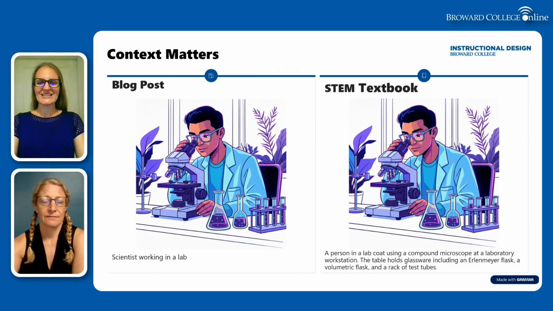Remember, context is everything. The same image can have different alt text depending on where it appears. So, for comparison, in a blog post, the alt text of this image might be scientist working in a lab. But in a textbook, it could be a person in a lab coat using a compound microscope at a workstation with glassware. Include more details when they're essential information in that context.